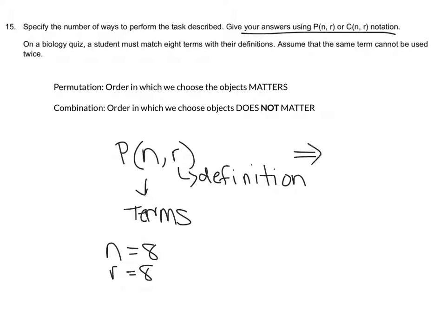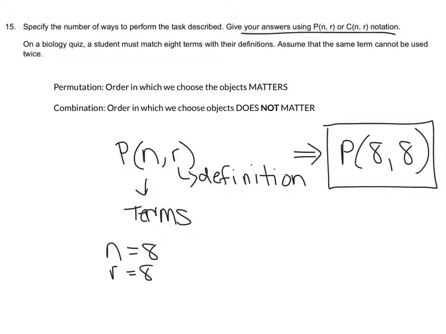And that means that our notation is P, 8, choose 8. And this is the final answer. This is the answer that you'll type into MyMathLab. You will not solve using the permutation formula. You'll just type in P8, 8, and that will be your answer.